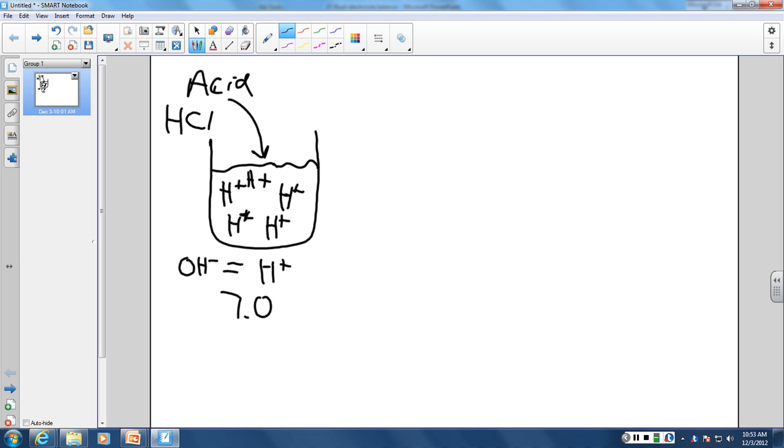And basically all that's happening here with hydrochloric acid is you actually have hydrogens released in solution, but you also have chloride ions. So basically the H and the Cl just separate. But it's the hydrogens that contribute to the pH. Chloride doesn't contribute to the pH. Just the hydrogen ions. Okay?